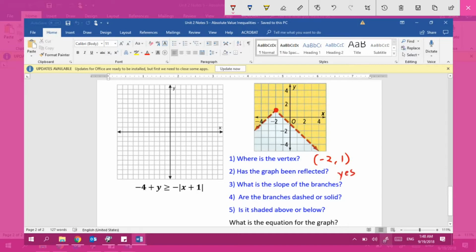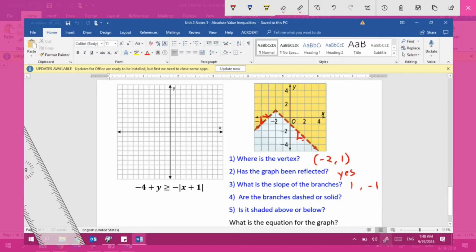Okay, next, what is the slope of the branches? There's 2 branches, and so we're going to find 2 different slopes. All we have to do is pick 2 points and then go rise over run. So from here, it's up 1 over 1. So one of the slopes is just 1. And when we go into the other branch, it's down 1 over 1, which is -1. 1 over 1 or -1 over 1, which is just the same thing as 1 and -1.